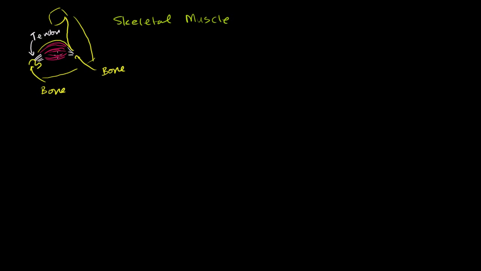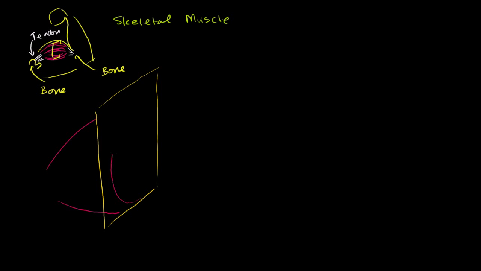Let's dig in a little bit deeper here. So if I were to take a cross section of this bicep right there, of that muscle, let me do it big. I'll stop saying bicep because I want to be general. So this is the cross section. This is where I've taken my cut. And then it'll look something like this. This is the inside of this muscle over here.